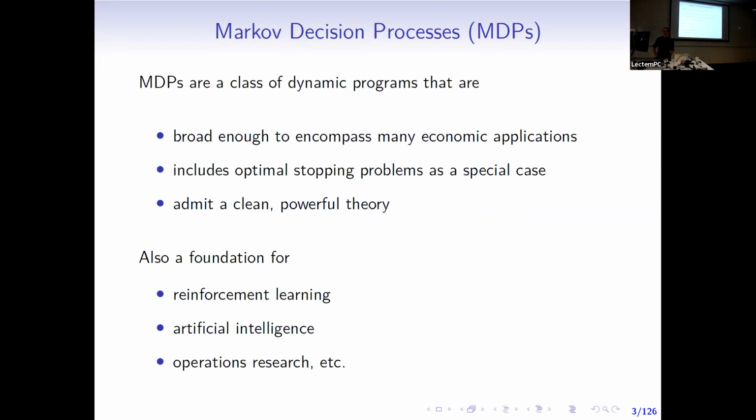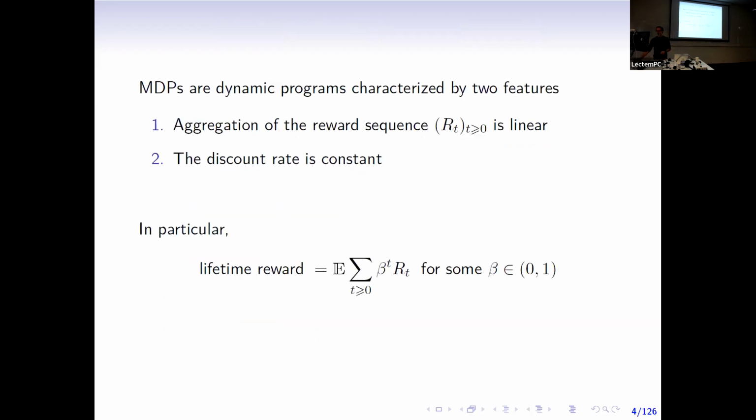So Markov decision processes, as I said, are a class of dynamic programs. They're broad enough to encompass just about all of what is going to be discussed in this workshop in terms of individual problems. Once we get to games and things like that with multiple agents, that changes, but if we look at the decision problems of individual agents, they're all going to be Markov decision processes, unless we want to get into more fancy things like Epstein-Zin preferences and nonlinearities. Let's put that aside for now.